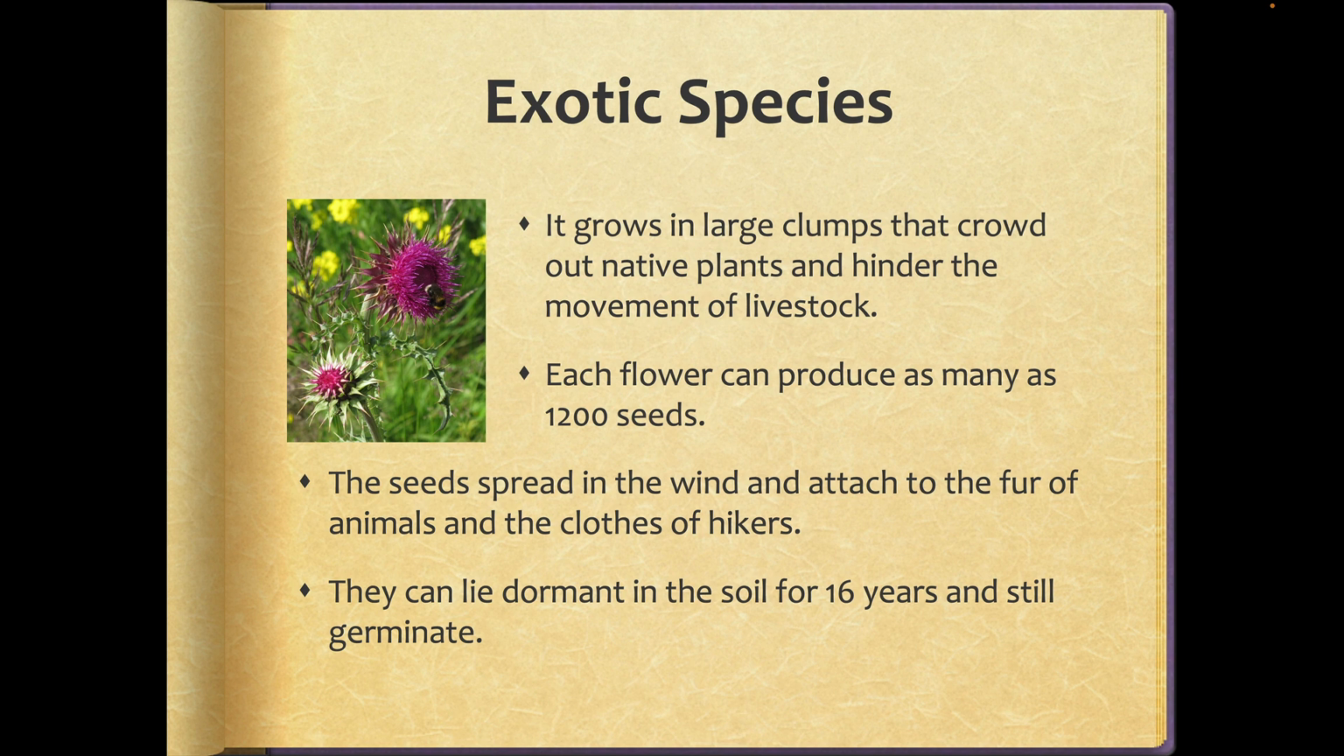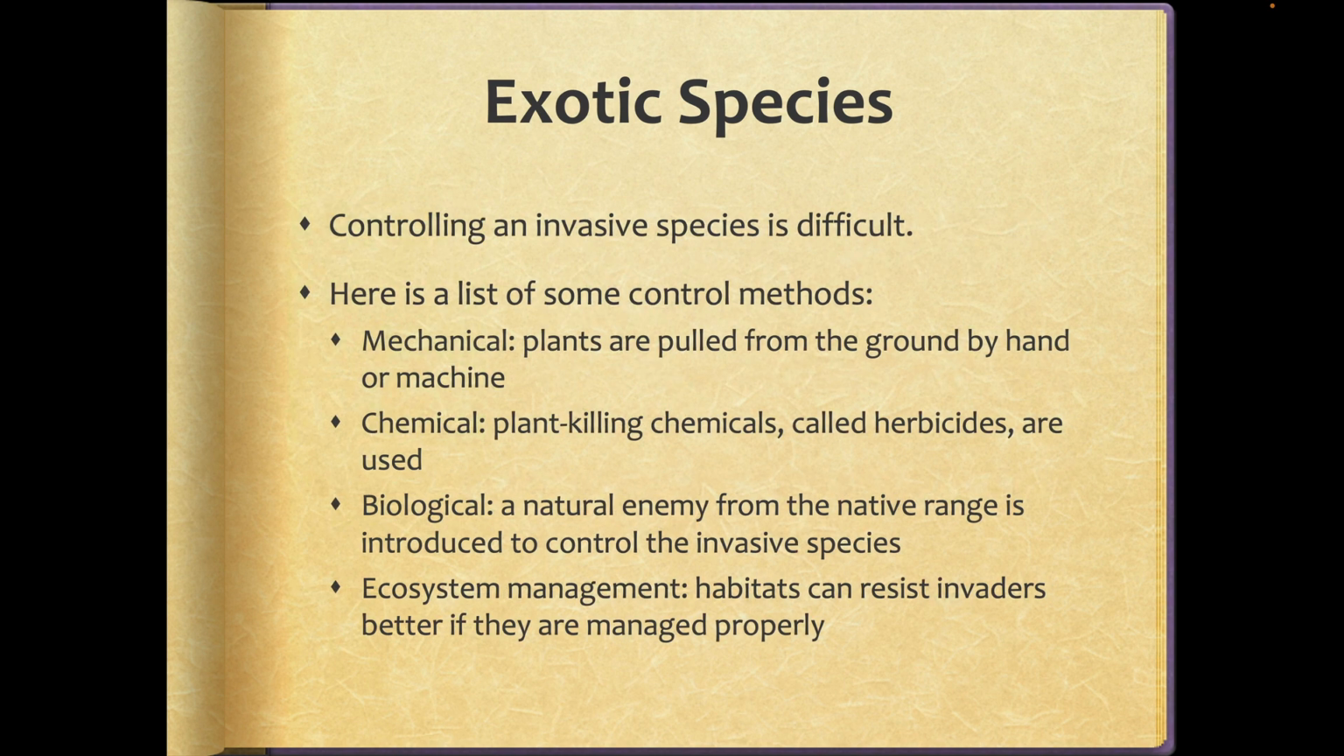Each flower can produce as many as 1,200 seeds. The seeds spread in the wind and attach to the fur of animals and to the clothes of hikers. They can stay dormant in the soil for 16 years and still germinate, so it's very hard to get rid of these particular plants. But it's not just those plants. Just controlling any invasive species is incredibly difficult, whether it's animal or plant.